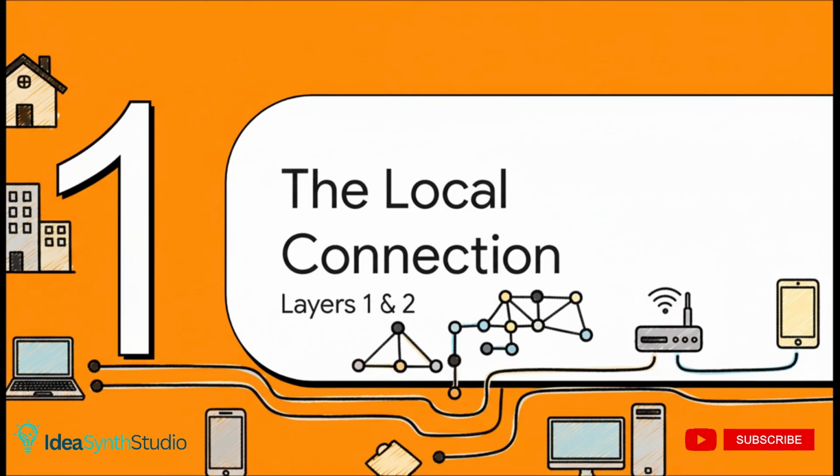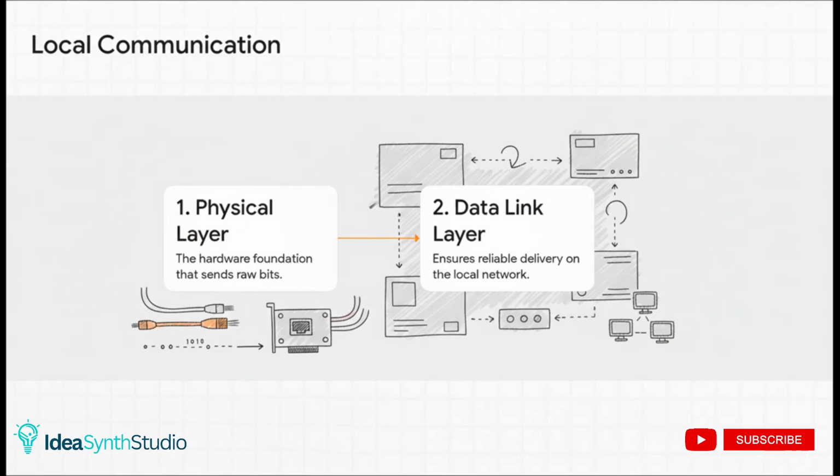Before we can even think about crossing the globe, we have to understand how devices talk to each other when they're right next door, on the same local network, like in your house or your office. This whole local conversation is handled by the first two layers of our model, the physical layer and the data link layer. These two are the absolute bedrock. Nothing else happens without them.